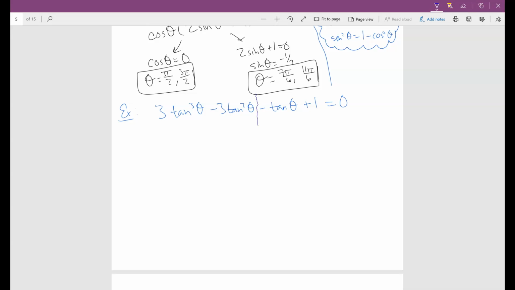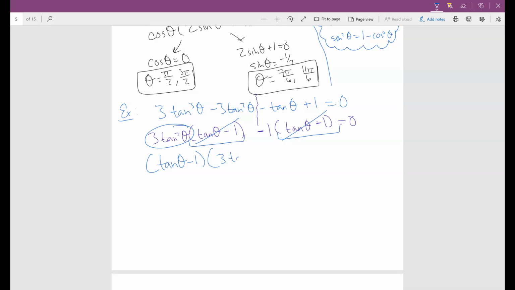So I'm going to group these guys. I can take out a 3 and a tangent squared, and what I'm left with is tangent of theta minus 1. Then in this other group, I can take out a negative 1, and I'm left with tangent of theta minus 1. So I'm basically factoring by grouping. Now notice that these two have a tangent of theta minus 1 in common. So you take out that tangent of theta minus 1, and all I'm left with is whatever's left over: 3 tangent squared theta minus 1, equal to 0.